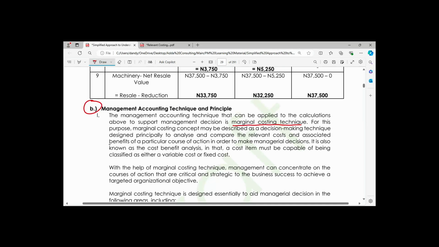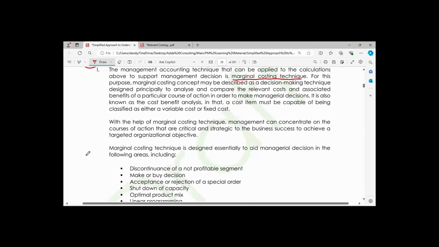It is also known as cost-benefit analysis, in that a cost item must be capable of being classified as either variable or fixed cost. With the help of marginal costing technique, management can concentrate on the causes of action that are critical and strategic to the business success to achieve a targeted organizational objective. Marginal costing technique is designed essentially to aid managerial decision in the following circumstances.